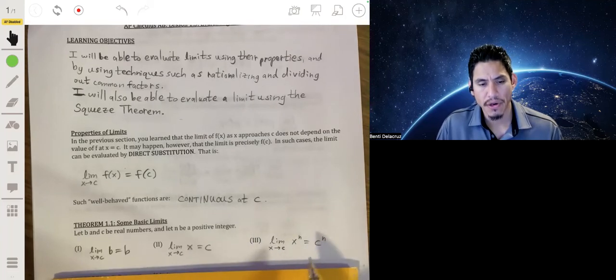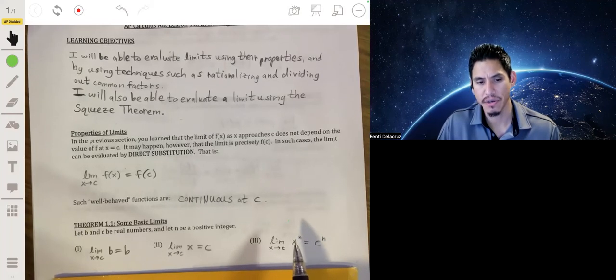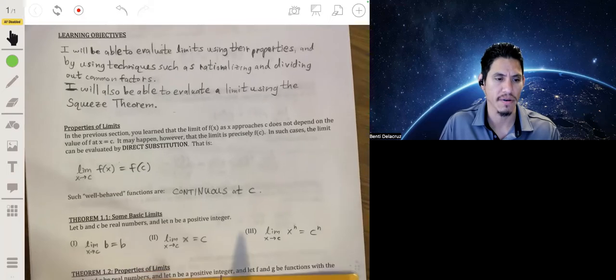And then the third one is when you have the limit as x approaches c of x to the n. So it's just like an exponential. And again, this is very simple, because you can just plug in that value. Maybe it's x as x approaches 3, that's just going to be 3 to the n, whatever it is. So those are the 3 basic limits.